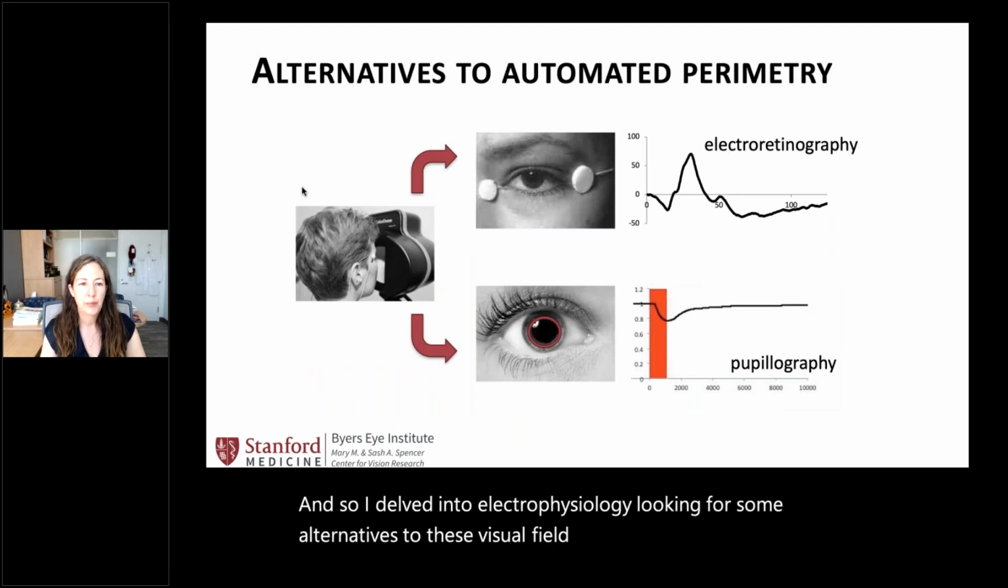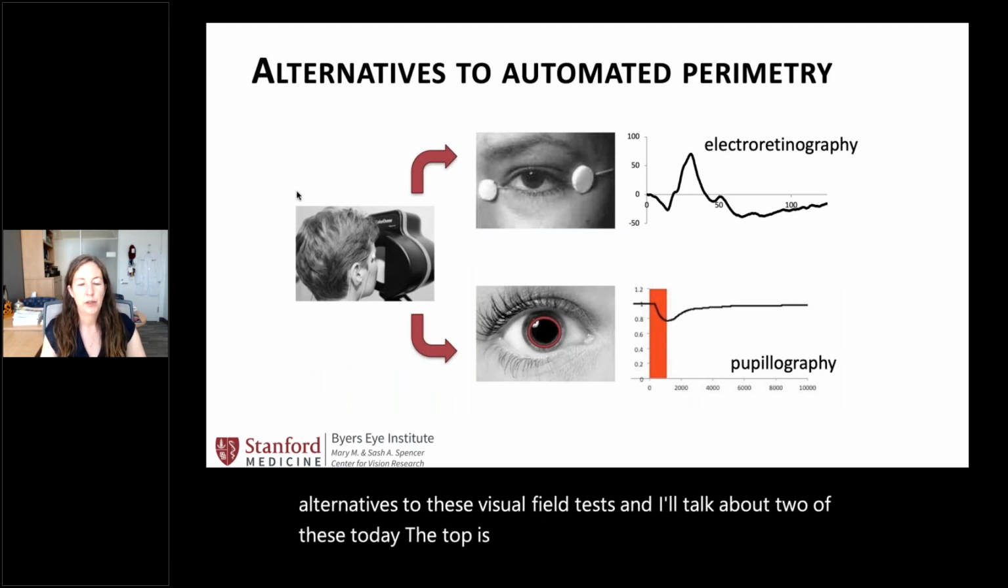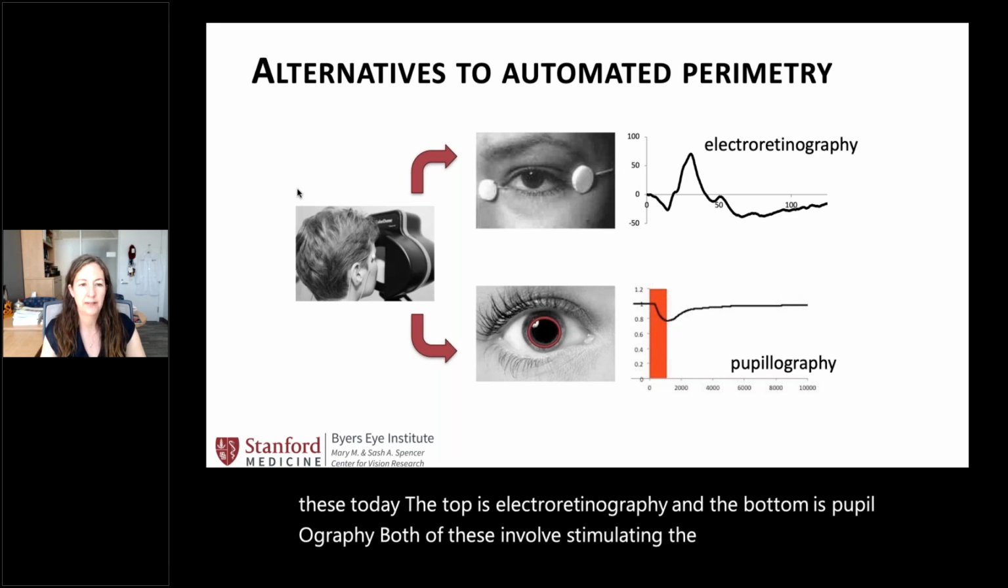And I'll talk about two of these today. The top is electroretinography, and the bottom is pupillography. Both of these involve stimulating the eye with flashes of light, as shown in the left diagram.